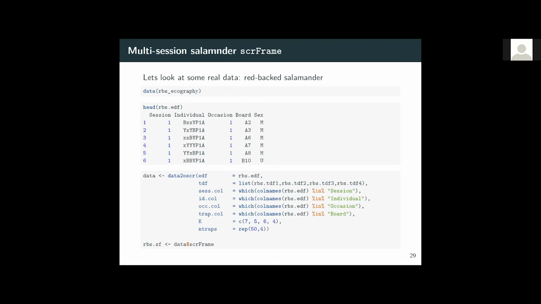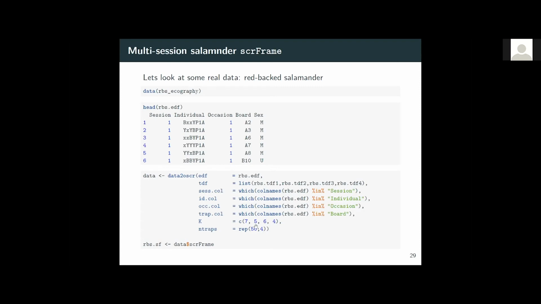Just using the same information, but just acknowledging that there's a few things that need to be extended. The TDF object needs a trap deployment file for every session. I need to tell it how many occasions for each session and how many traps for each session. And the reason we need this is because essentially data to oSCR is going to create this relational database, or this relationship between the EDF and the TDFs, using these as checks.